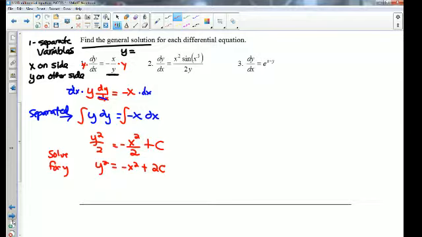Okay, what do I do from here? Square root. Yeah, so y equals positive or negative the square root of negative x squared plus c.